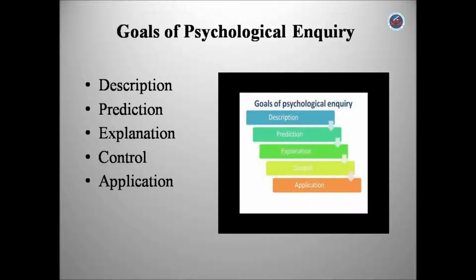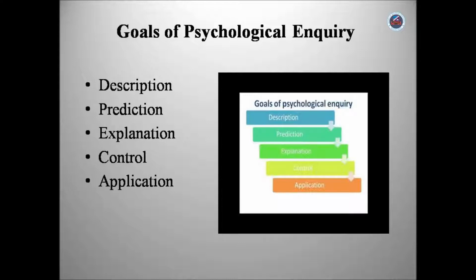Then comes prediction. Here, after knowing the behavior, it will help the researcher to know the relationship of the behavior with other types of behavior. For example, it will help the researcher to predict a condition or a situation. For example, a person who studies so hard is predicted to get good marks.